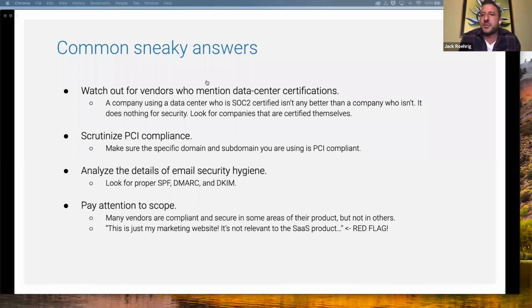Security hygiene is a good one too. It's an easy thing to do. And if companies are not doing it, it's an indication that they're not doing a whole lot of other stuff.